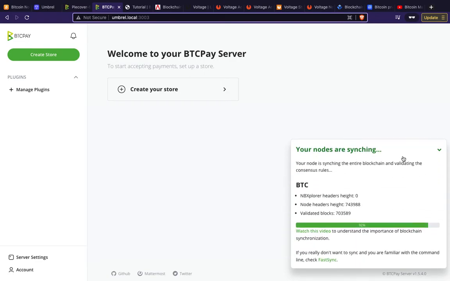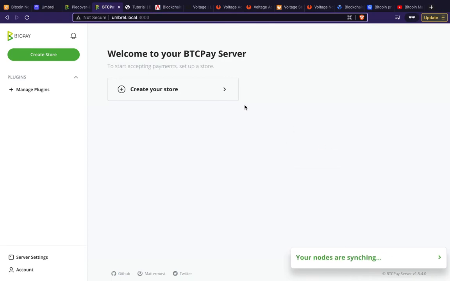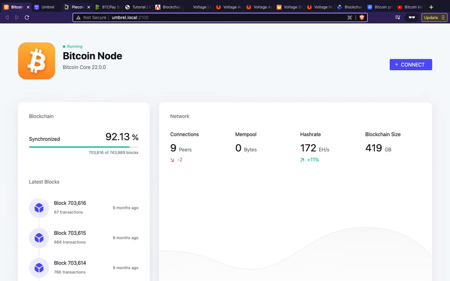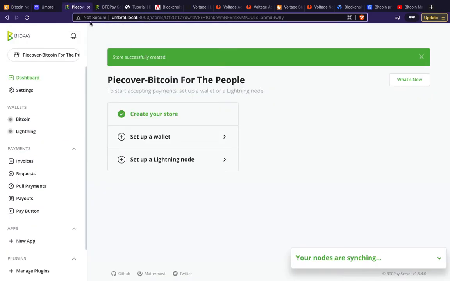And so this is telling me what's going on with the node. It's syncing, about 92%. And you can see over here, it's showing you all the information about your node. Yeah. And the store was successfully created. I just created the store. You see the name is PieCover, Bitcoin for the people.